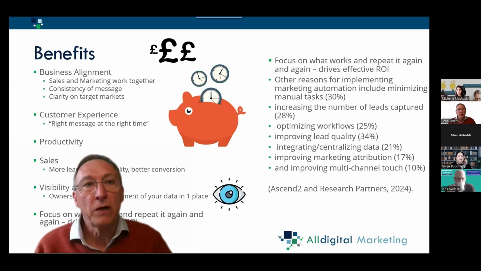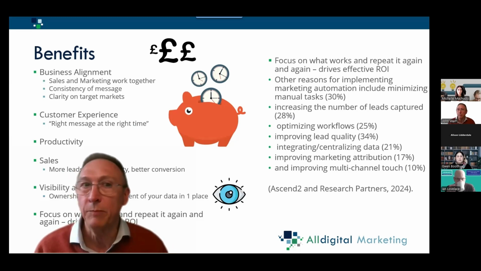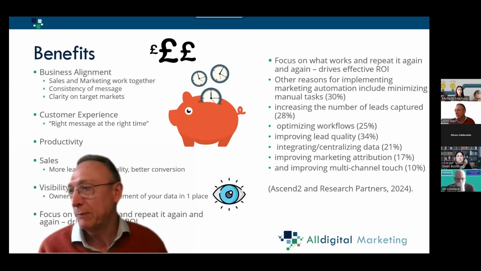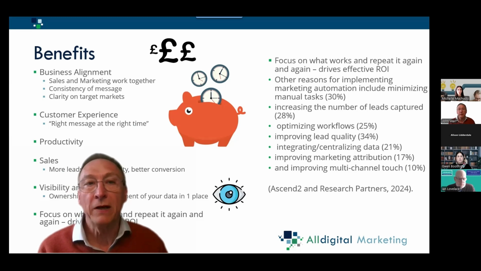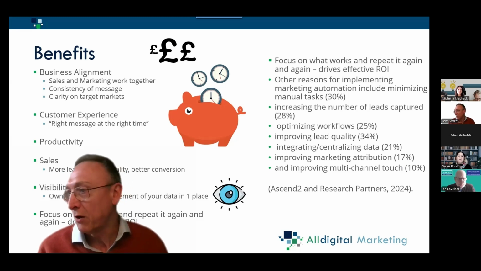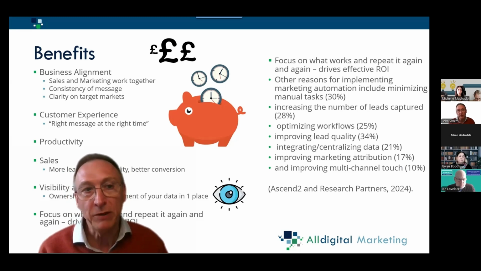Benefits, quite a clear set of benefits. The first one is business alignment. In going down a single platform, what you're doing is getting the sales and marketing team to work together as one. The advantage of that is immediately you get clarity on your target market. So both parties are knowing that they're working with the same kind of clients, and you get consistency of message. As a result of that, you tend to get a better customer service or customer experience. Your customers start getting the right messages at the right time rather than things being completely out of sequence. You get improved productivity because the teams are working together on the same focus.